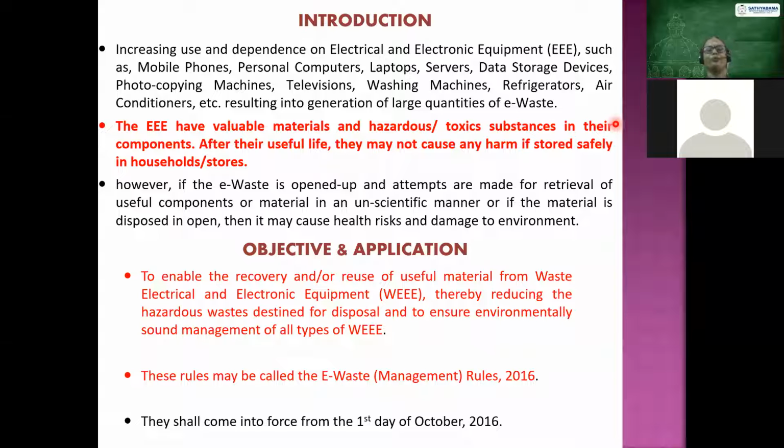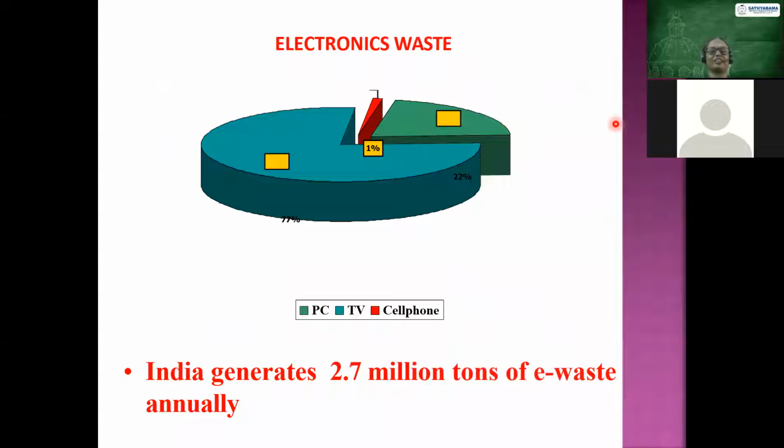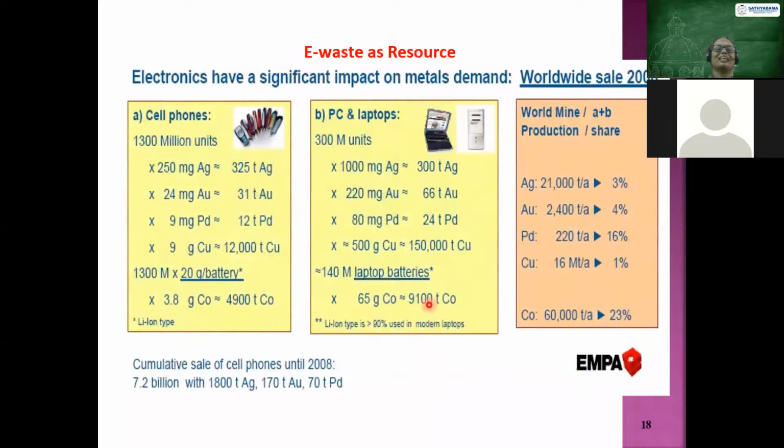I will tell you in general, this rule was generated in 2016. So you all have seen 2.7 million tons of e-waste annually. We were already generating 2.7 million tons of waste. You just see PC, TV, cell phone, how much they will occupy. We keep on changing the TV. What is happening? You all see what the metals are? Cadmium, copper.